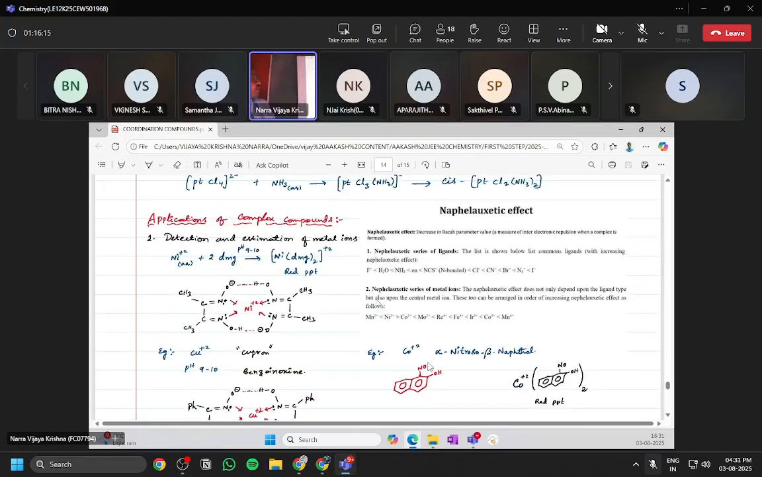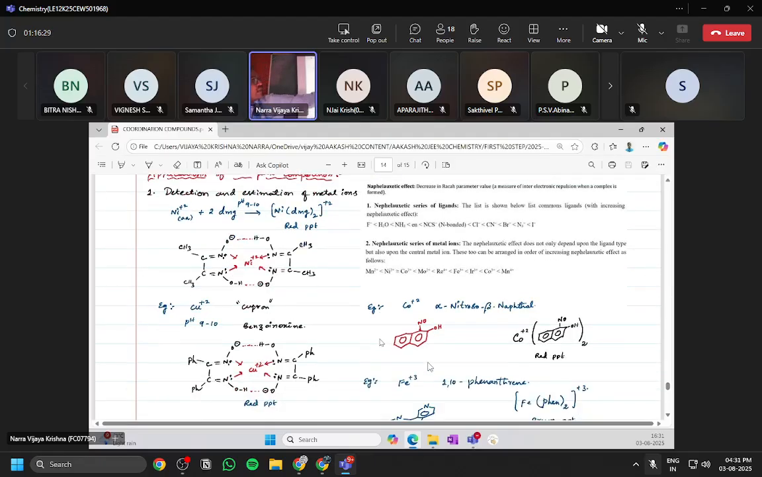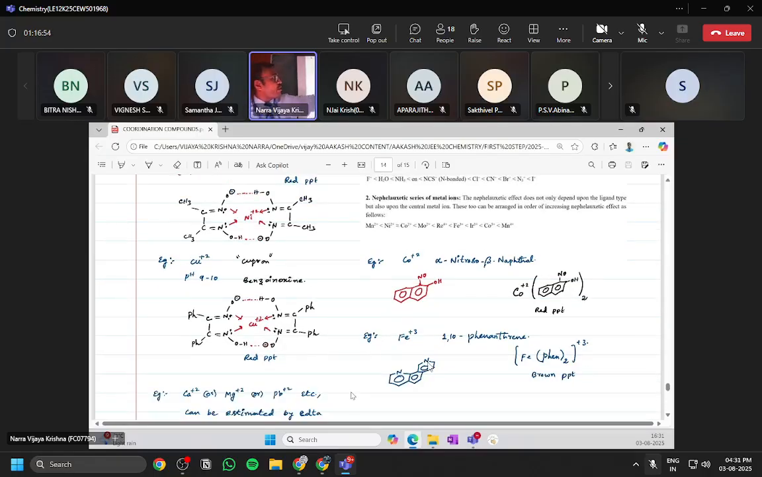See, sir. First one, detection and estimation of metal ions. How to detect nickel and the percentage of nickel present in an aqueous solution? On adding dimethylglyoxime, nickel forms a red color precipitate, which confirms the presence of nickel. Now we will filter the precipitate and take its weight. By measuring the weight of that precipitate, we can find the weight of nickel present in the given solution. Are you able to understand? So for detecting and estimating nickel ions, it forms the DMG complex, which also has hydrogen bonds.